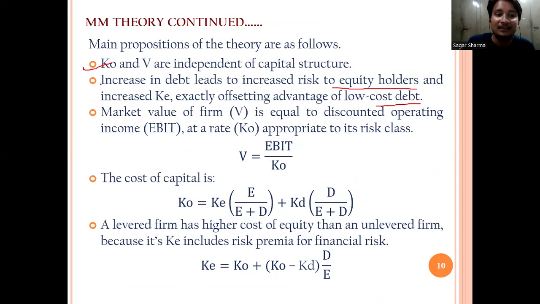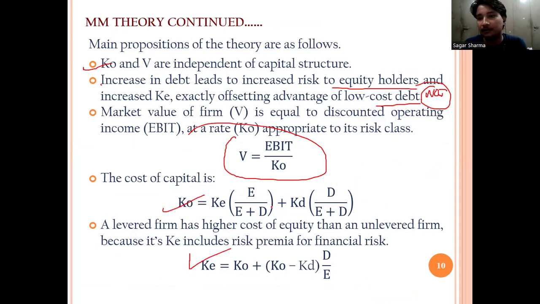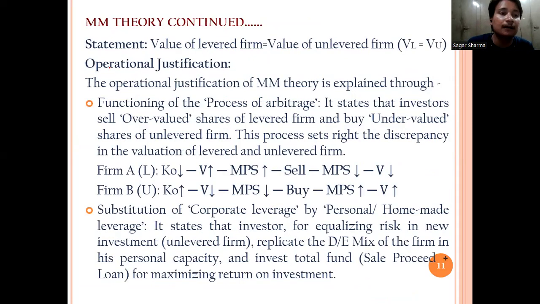Okay, so this is the same point of NOI approach I have already told you, and the formula is the same: value of firm equals EBIT upon overall cost of capital. These are the various formulas we have discussed previously. Yes, so what is basically the difference between NOI and this theory? You can see Modigliani and Miller give the process of arbitrage. What is this process of arbitrage? It states that the investor sells overvalued shares of the levered firm and buys the undervalued shares of the unlevered firm. This process sets right the discrepancy in the valuation of levered and unlevered firm.